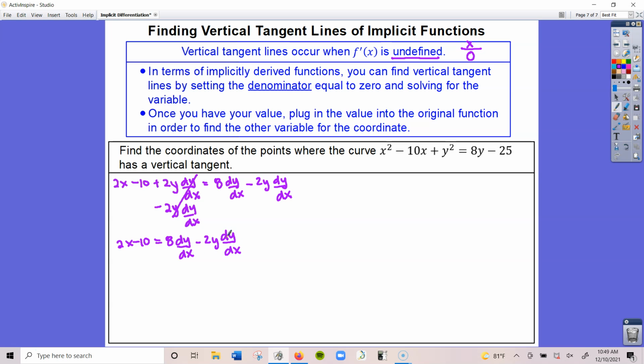Now that we have that all on one side, we are going to factor out the dy/dx. So 2x minus 10 is equal to dy/dx times (8 minus 2y). And finally, we're going to divide by 8 minus 2y. So that's my derivative: dy/dx is equal to (2x minus 10) over (8 minus 2y).